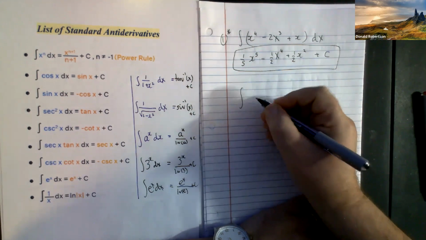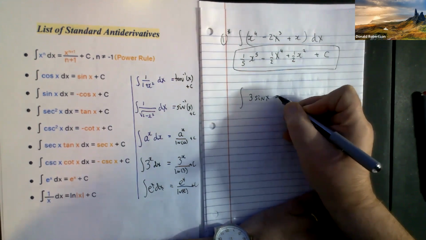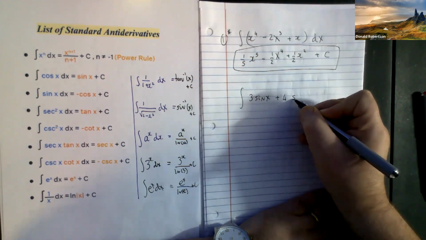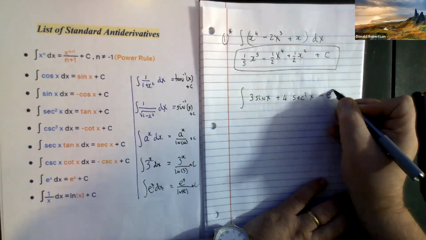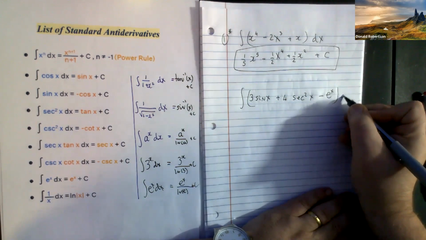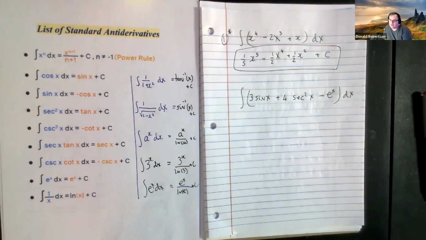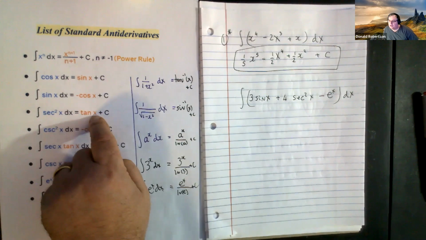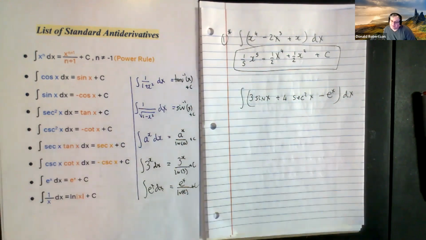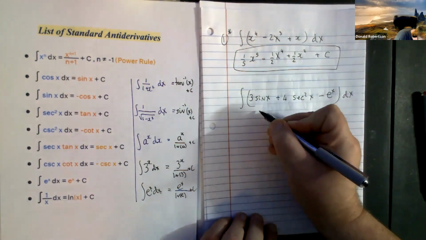Now, how about a question like this? Now, this one isn't a power rule, but all the pieces exist, right? We know what they're equal to. Now, if you've got a good memory, you've memorized them by now, but if not, you would go and look at your table. So let's find each piece.